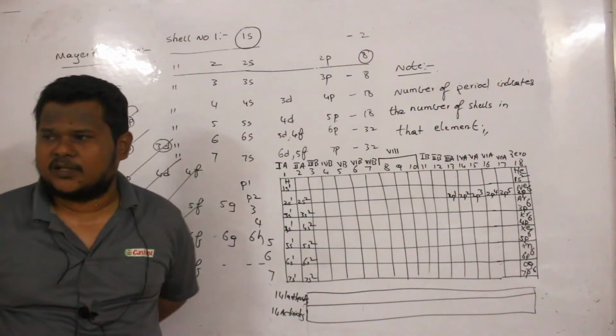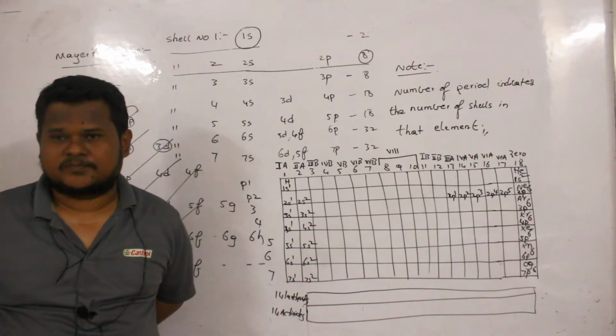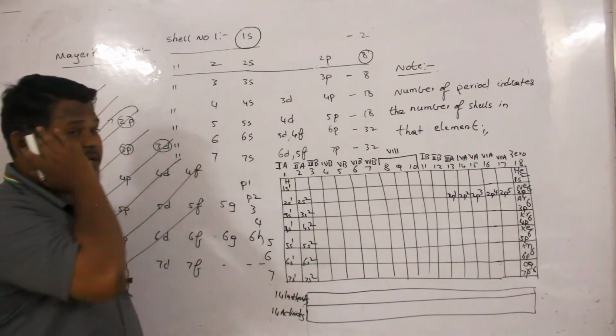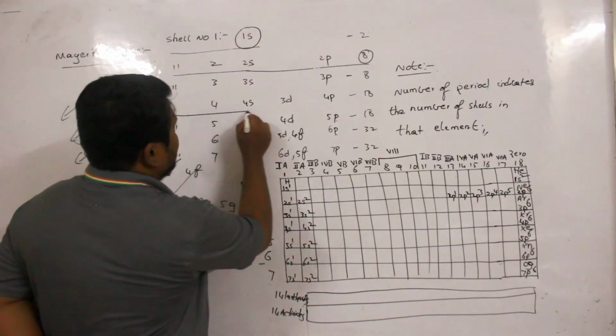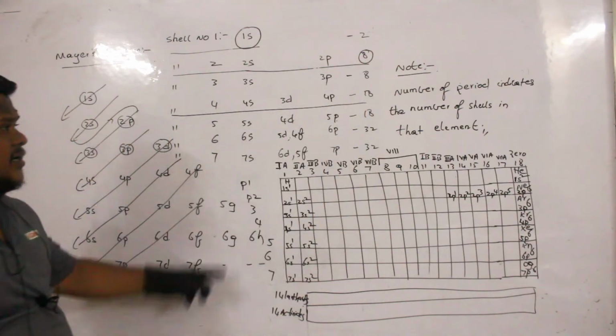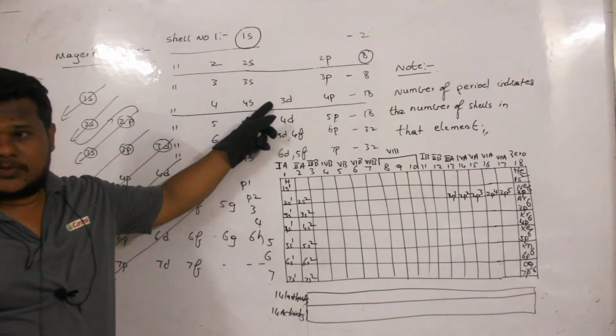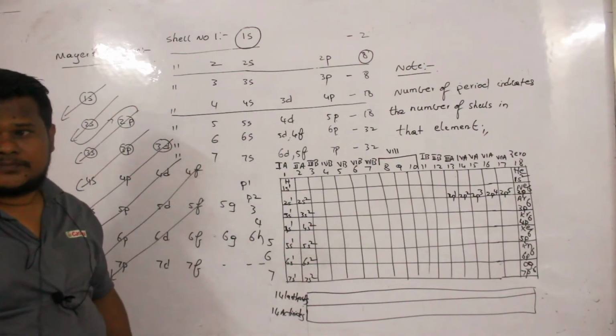Successful ga S ni P ni fill chesnam. D paristhiti emi? D starts from where? D starts from shell number 4. From the fourth shell, D will start to fill in. Are you able to understand, ma? So ekkadi nunchi fill cheyali D ni?